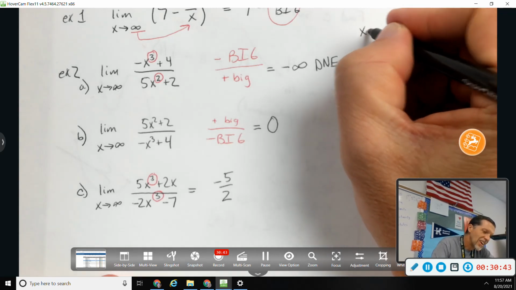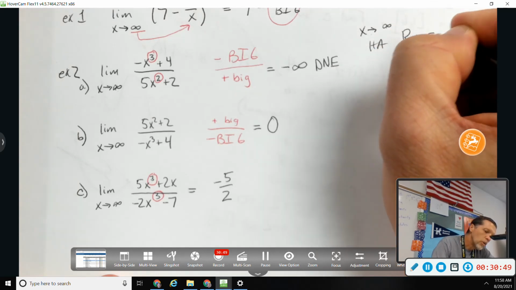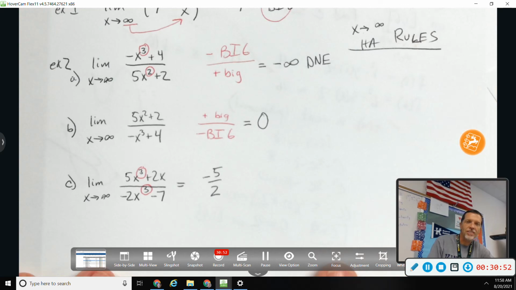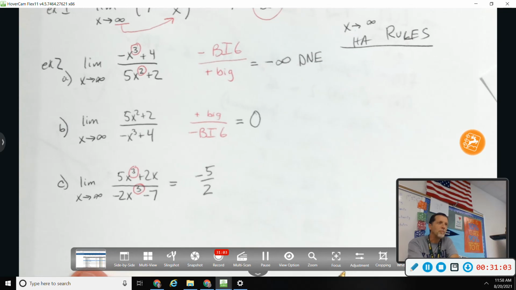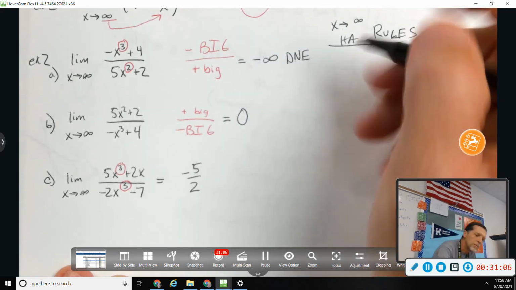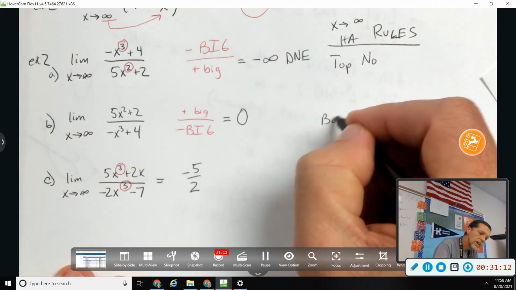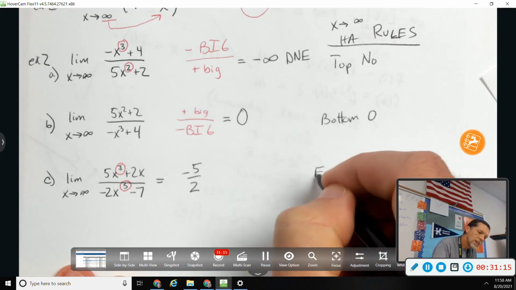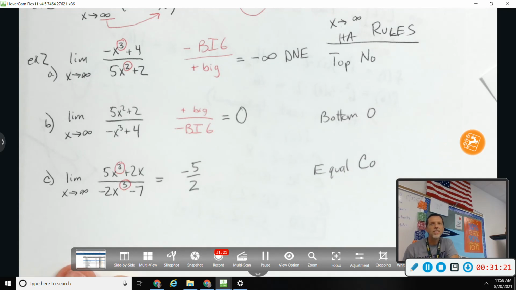All right, so here's the shortcut as x goes to infinity for horizontal asymptote rules. There's the shortcut out to the side here. Last year in pre-cal, I think I taught Bobo Bot eats DC. Do you remember that? The Miss Morris people might have it better. Top no, bottom O, equal co. I don't remember this. Okay, maybe she didn't teach that.